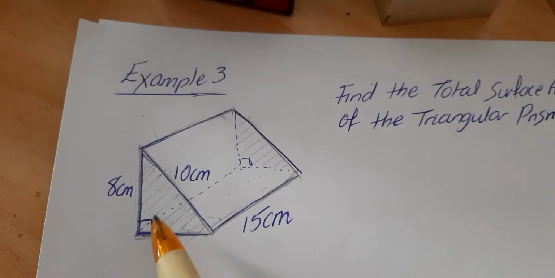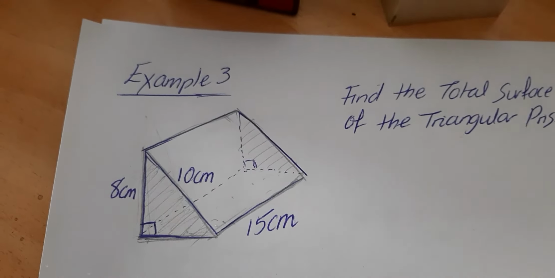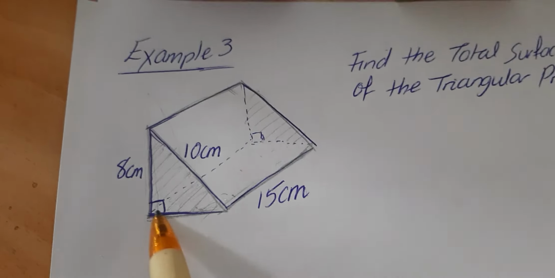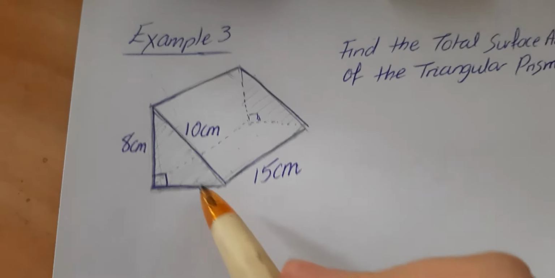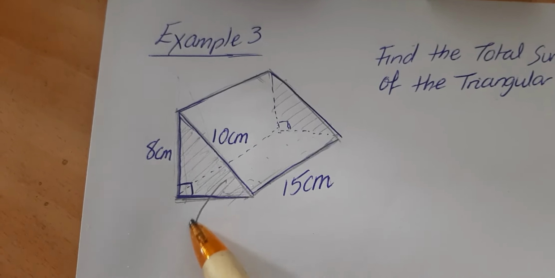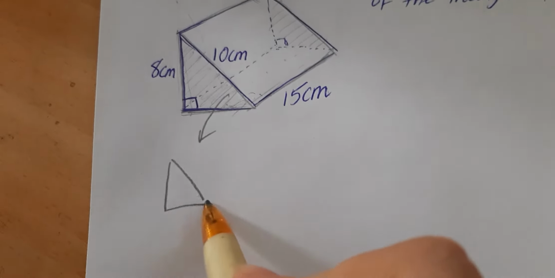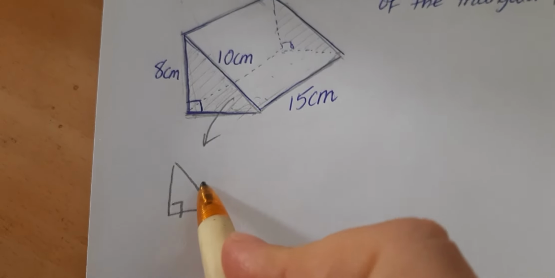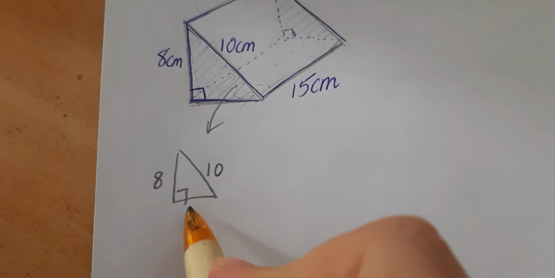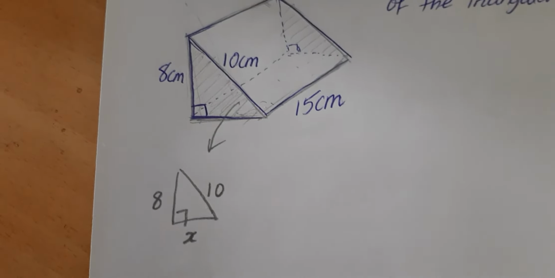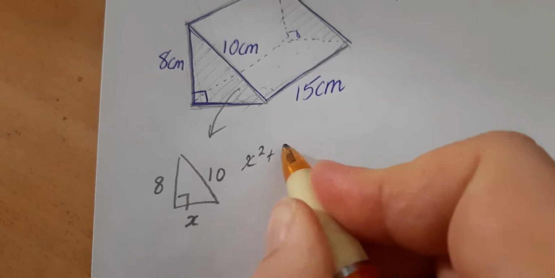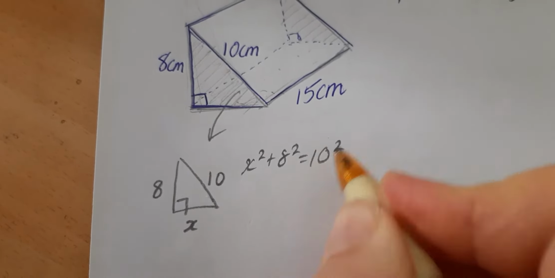The area of a triangle is half base times height. Okay, we're looking at this. We don't actually have the base, so we need to find the base. Our old friend Pythagoras will help us with that. Okay, so we have this side here. We know this is 10. We know this is 8, and we're looking for this. So x squared plus 8 squared equals 10 squared.